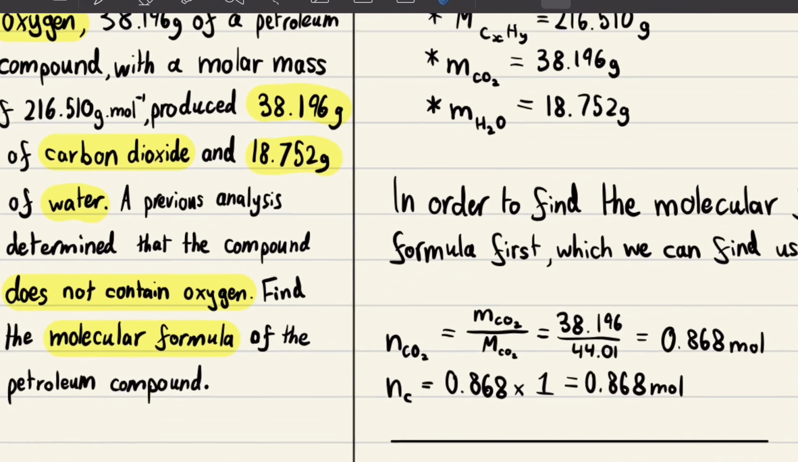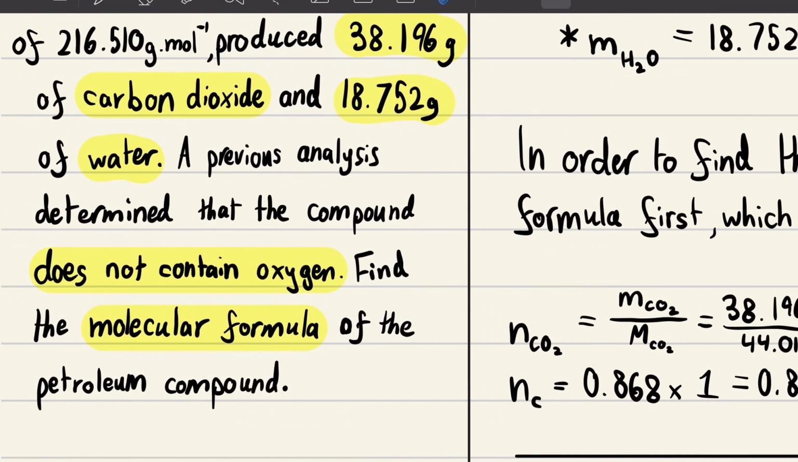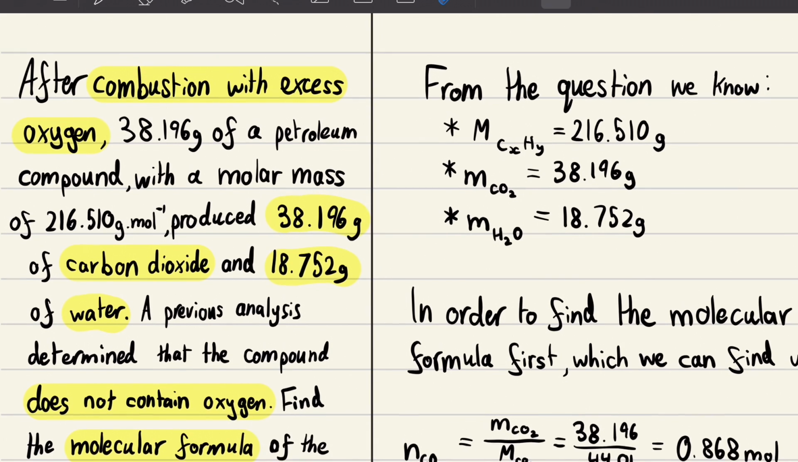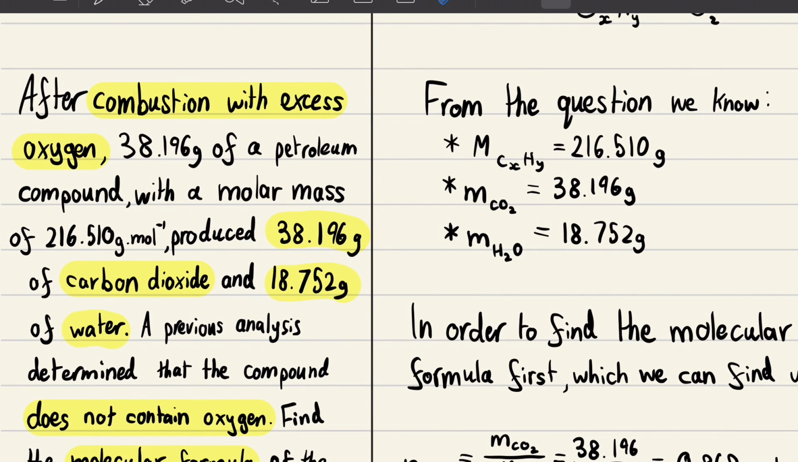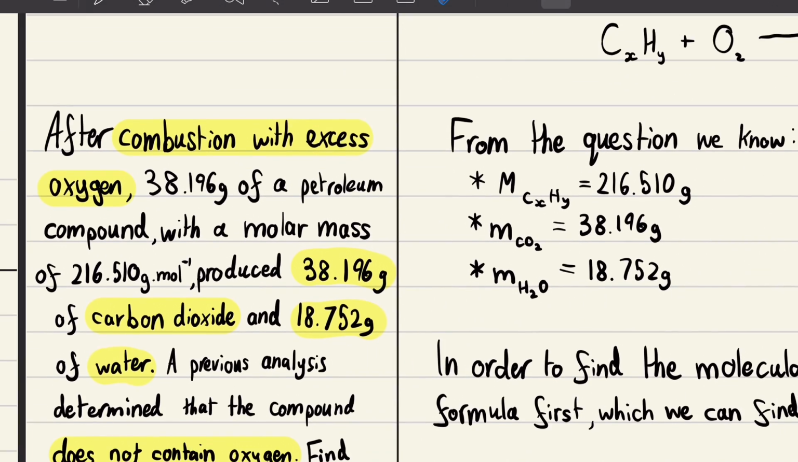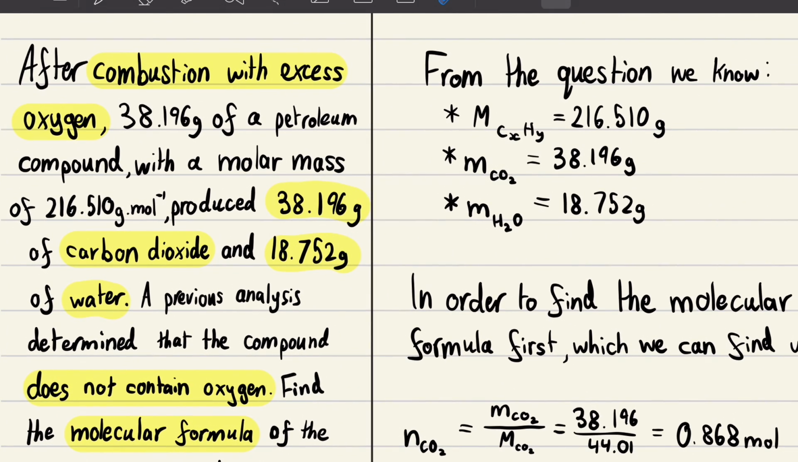So since the goal is to find the molecular formula, we need to not only find the empirical formula first, but later on find the molecular formula from the empirical. So the information that we know here is that it went through combustion with excess oxygen. So it's a reaction of complete combustion, which we determine here by this equation. And we also know that the molar mass is 216.510 grams per mole. And that's used to find the molecular formula.